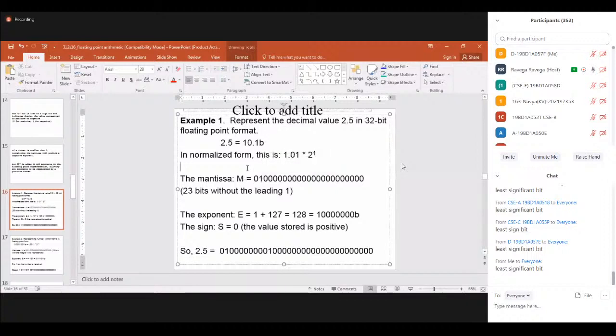Then what is the exponent? The exponent is 1 plus 127, which is 128, nothing but 10000000 in binary. The sign S is 0, because the number is positive. So you are representing 2.5 in 32-bit floating point like this, and the left side is this one.